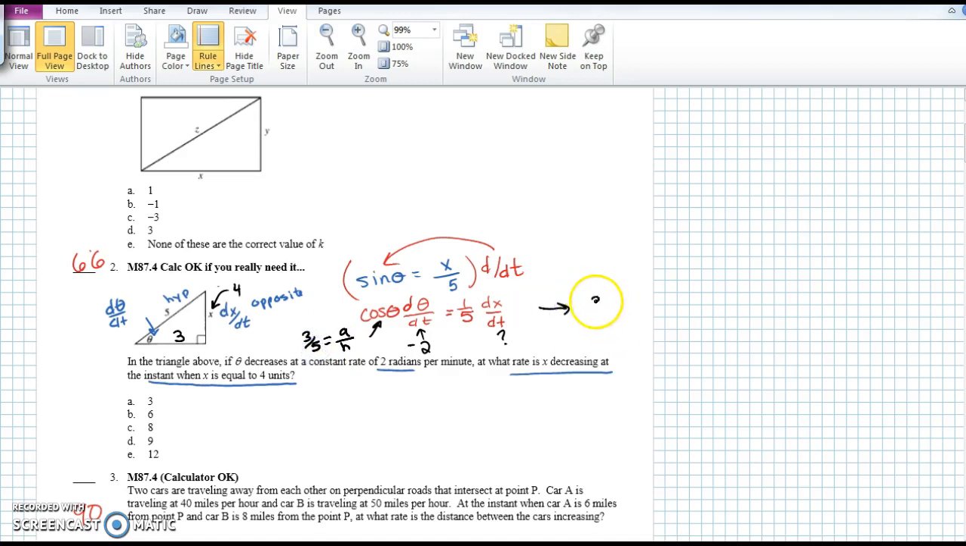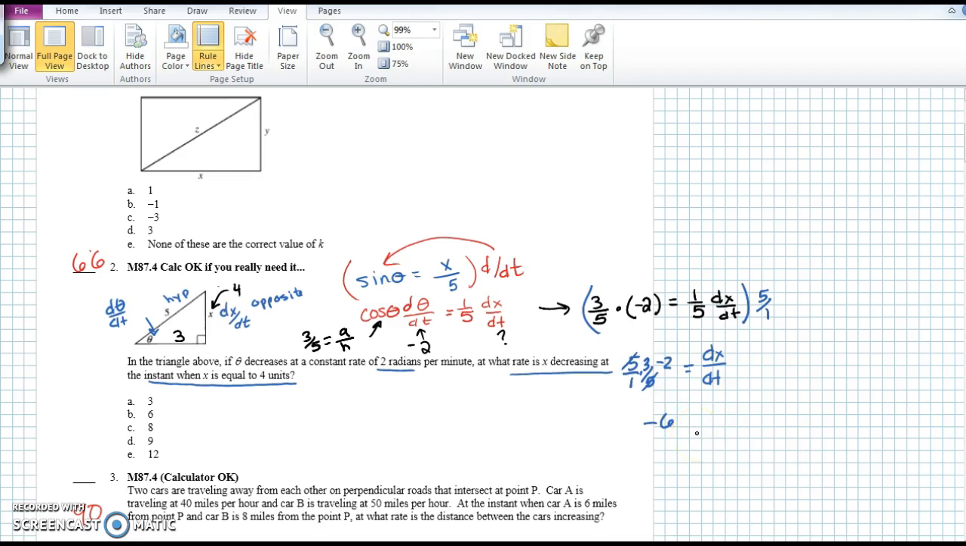So plugging everything in, we have 3/5, that's the cosine of theta part, times d theta/dt, which is negative 2, is equal to 1/5 dx/dt. I will multiply everything by 5 over 1, the reciprocal of 1/5, and I'll get dx/dt equals 5 over 1 times 3 over 5 times negative 2. The 5's cancel, so I'm looking at negative 6.